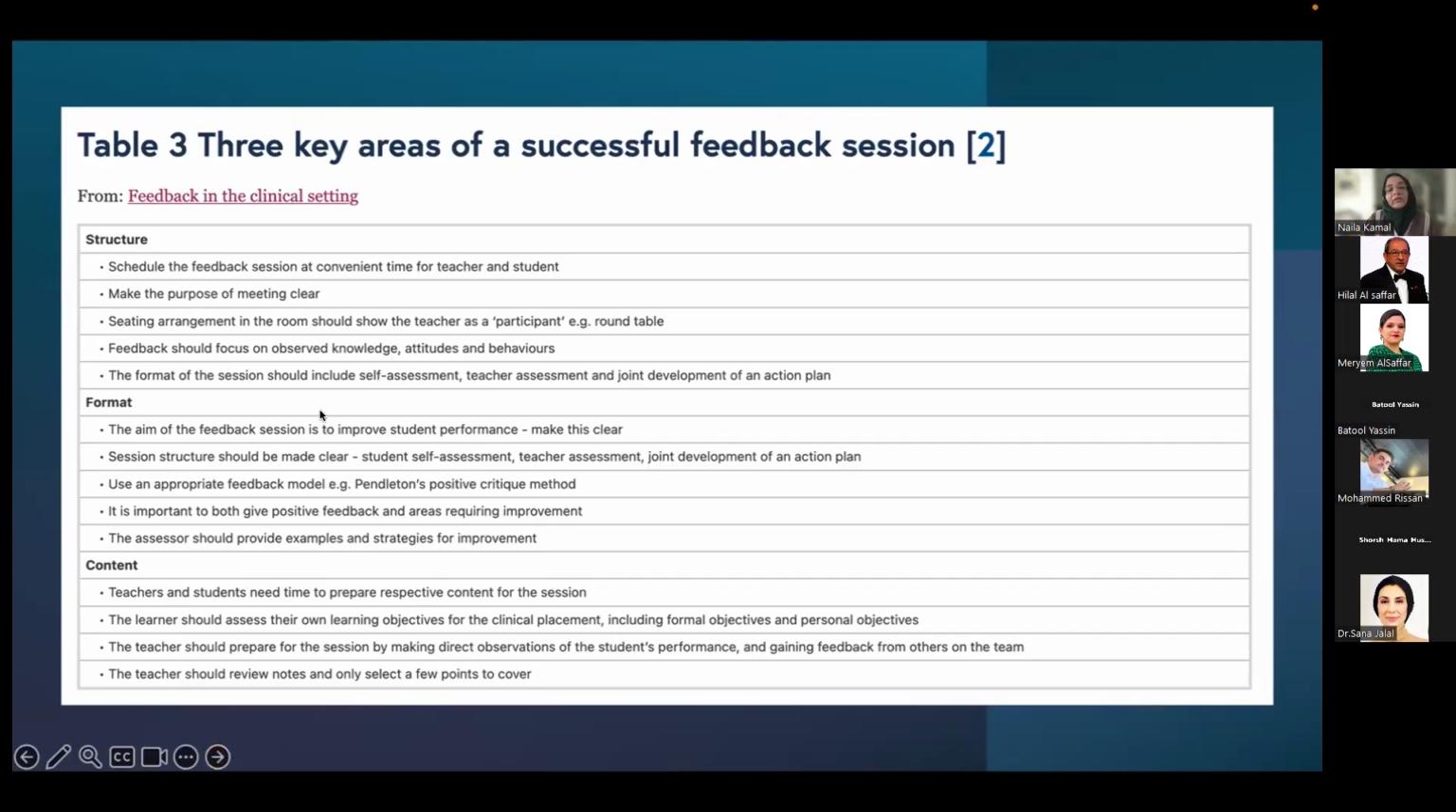It should focus on the observed knowledge, attitudes and behaviors, the domains which we focus on in education. And then the format of the session should be such that you're doing a joint thing, whether it is educator-led or learner-led, and you are developing an action plan. The format is, as I said, whatever method you're taking, through Pendleton's or any of those models. And the content, you need to prepare beforehand: what exactly do you want to target in your feedback. It shouldn't be waffly feedback. It needs to be specific.